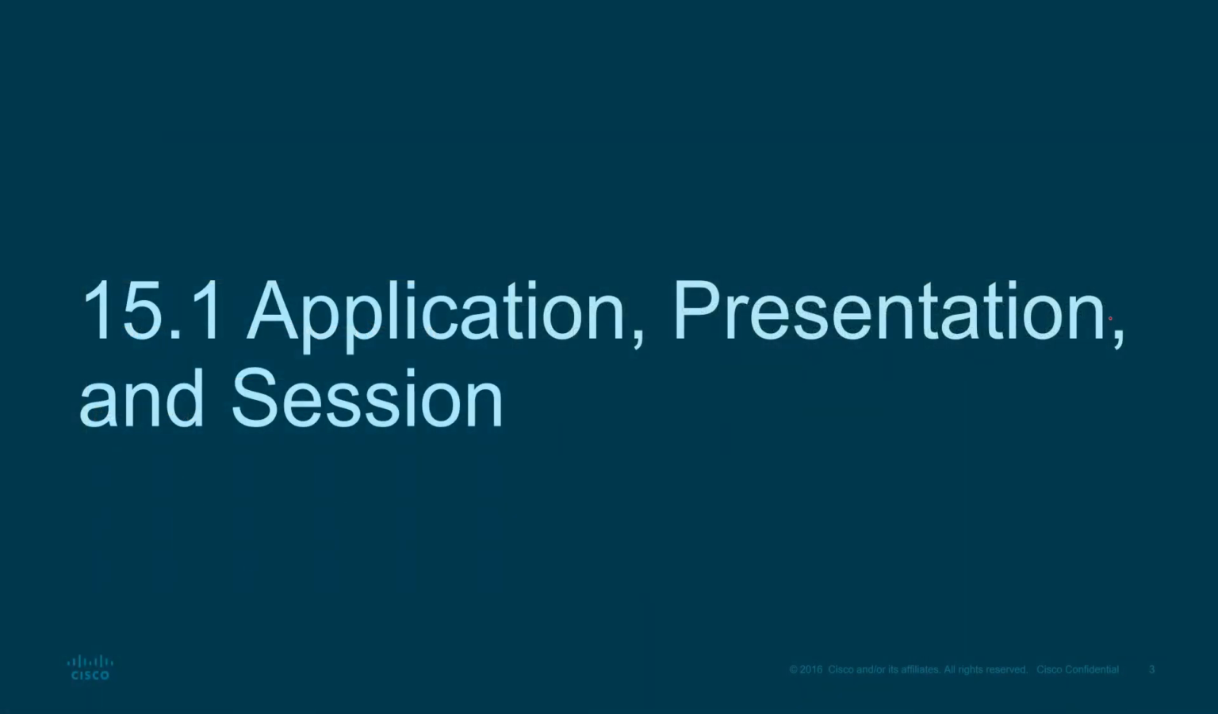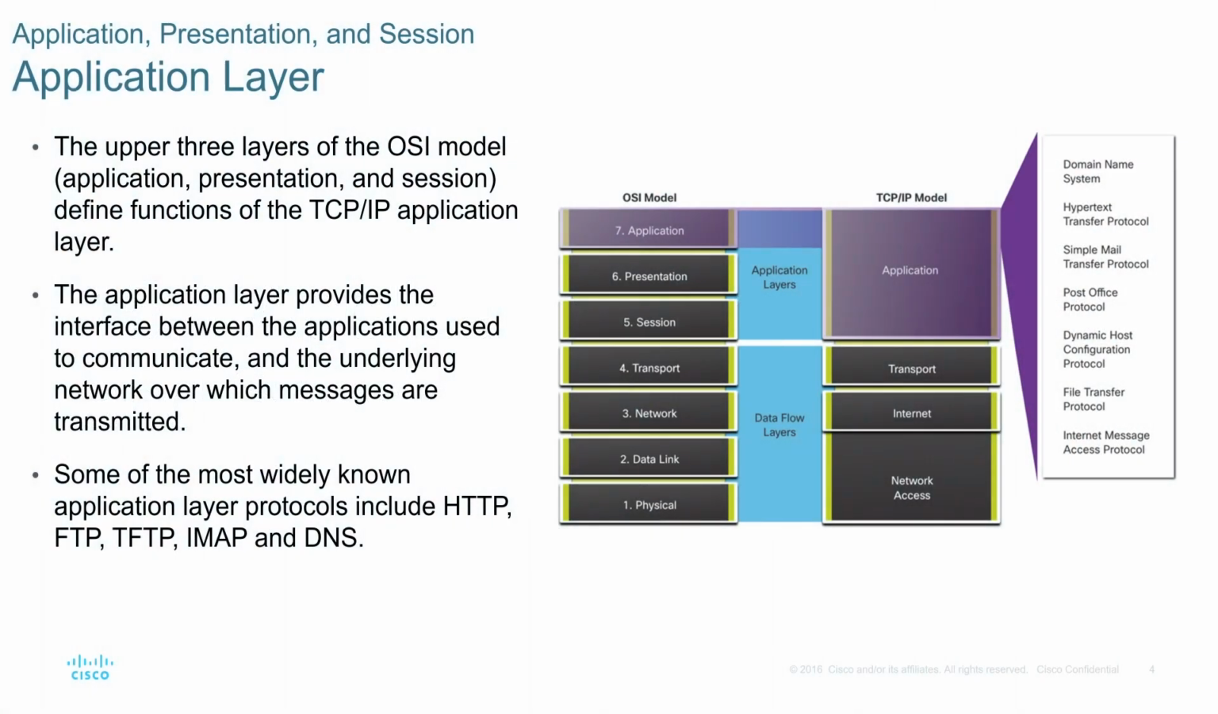The application layer of the TCP/IP model encompasses the application, presentation, and session layers of the OSI model. As we can see here, the top three layers of the OSI model, session, presentation, and application, are equivalent to the application layer of the original TCP/IP model.